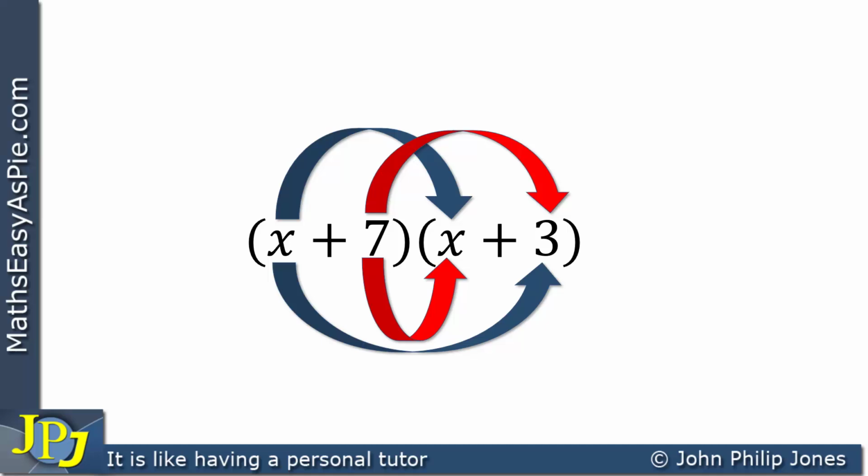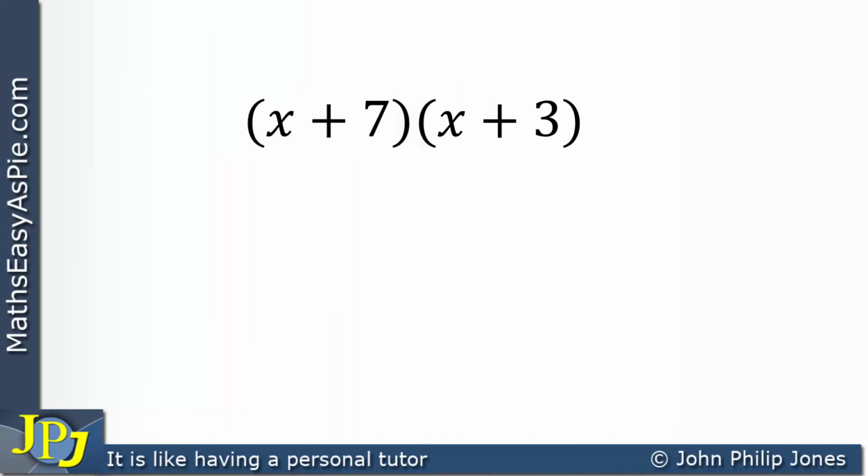Now this is essentially the FOIL method, but it's using these arrows to give you visual cues that should help you remember the order in which you really should be doing these calculations. Just be consistent when you're doing calculations, that way you reduce your chances of making mistakes. So I'll move on to the next slide and show how to expand these brackets using the visual cues.